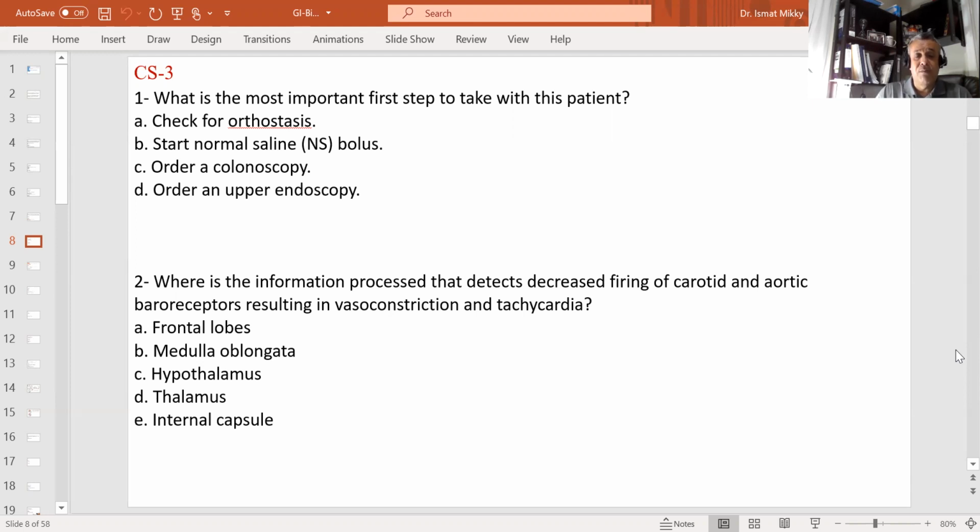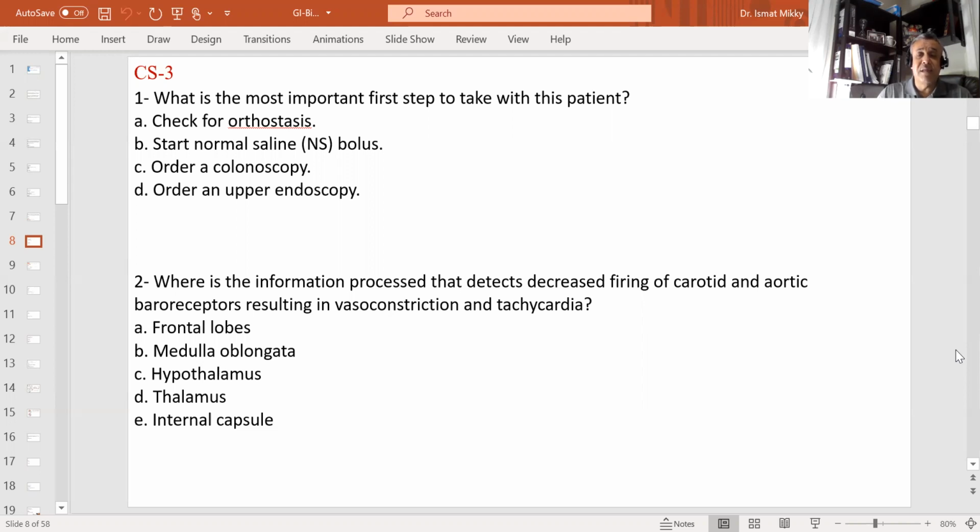Decreased pressure in the peripheral mechanoreceptors results in decreased firing. The medulla will respond with a peripheral vasoconstriction and tachycardia. The norepinephrine will stimulate the alpha-1 receptors in the arterioles, causing the vasoconstriction. So this is the compensation.